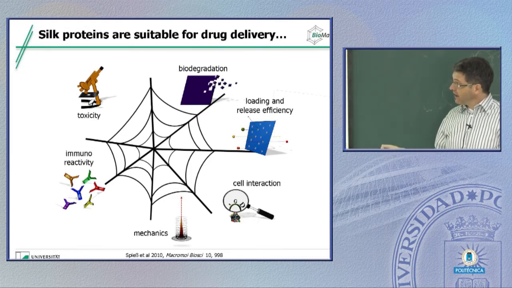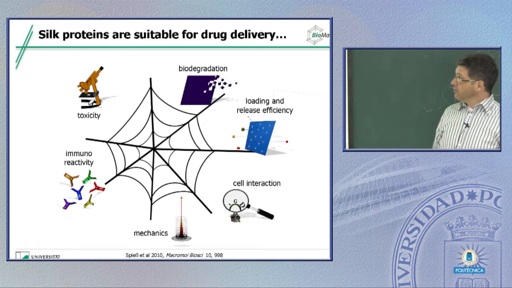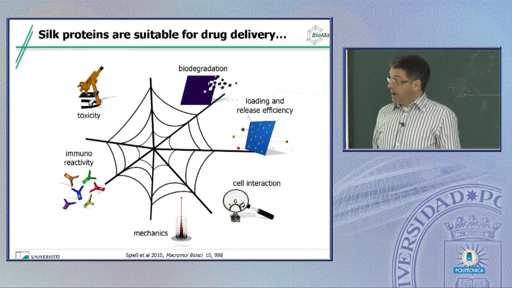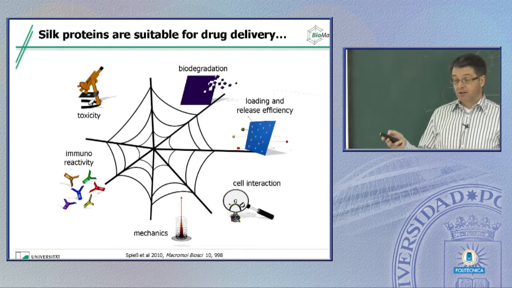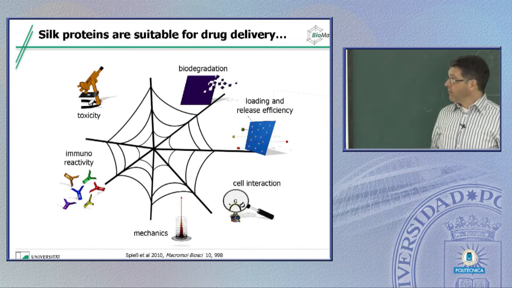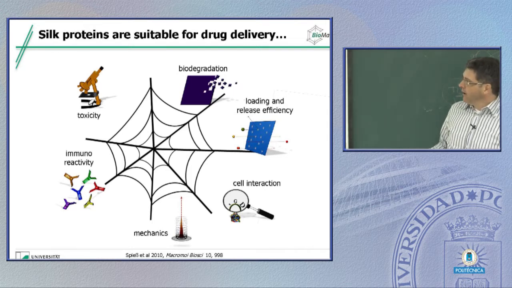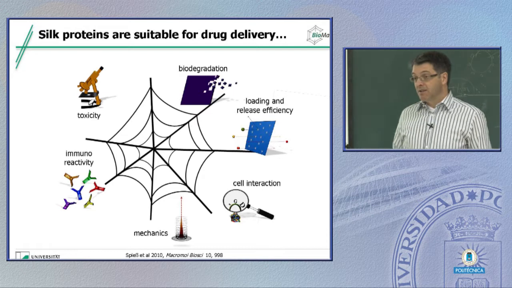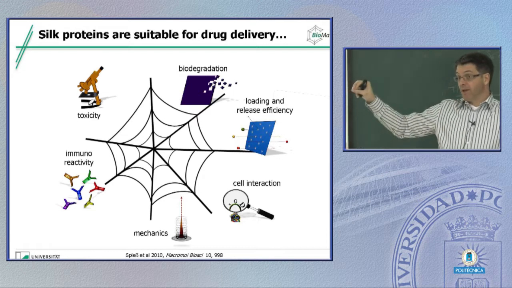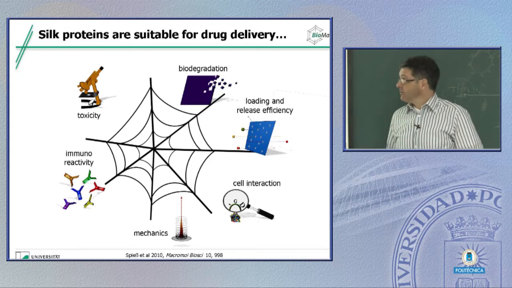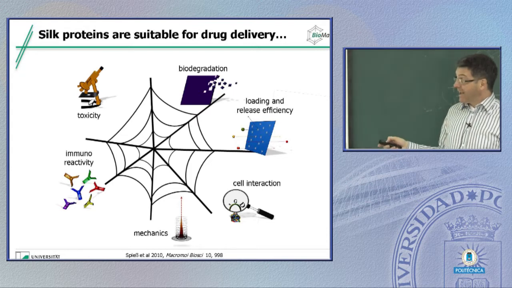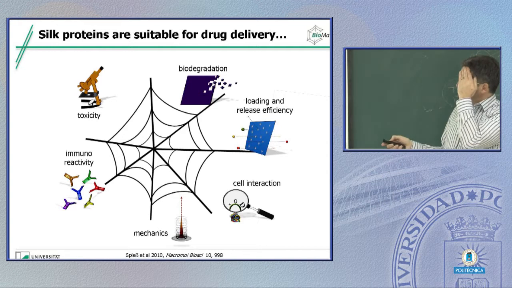I already mentioned, I think yesterday, a little bit about immunoreactivity. Well, if you have natural silk proteins, it's very hard to get antibodies against them, and to my knowledge, there has only been one group, Axel Sponner, who has been able to raise antibodies against some terminal domains of silk proteins. We haven't been able to make any antibodies against the silk sequences, so the immunoreactivity seems to be low.